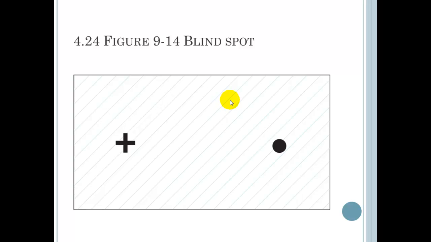Alright, figure 9.14. If you actually print this out, you can take a look at where your blind spot is. The goal is to stare at either the plus or the dot and pull it closer to you in a very slow fashion, and one of these will disappear. The one that disappears travels across where all of your nerves and blood vessels are at the back of your retina, and this is considered your blind spot.